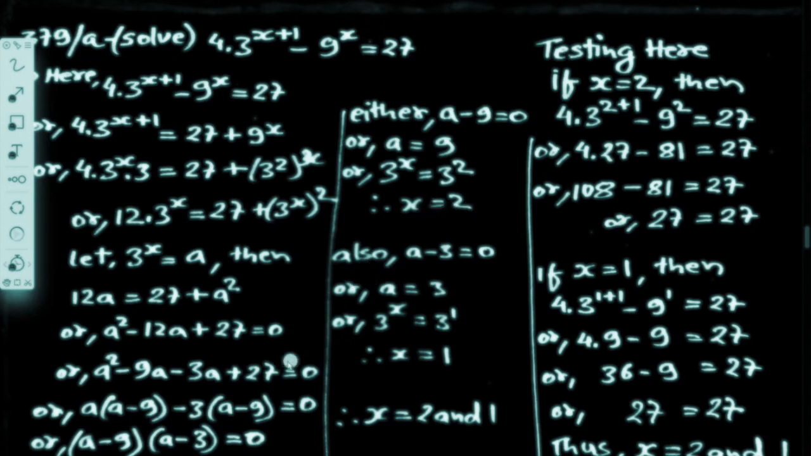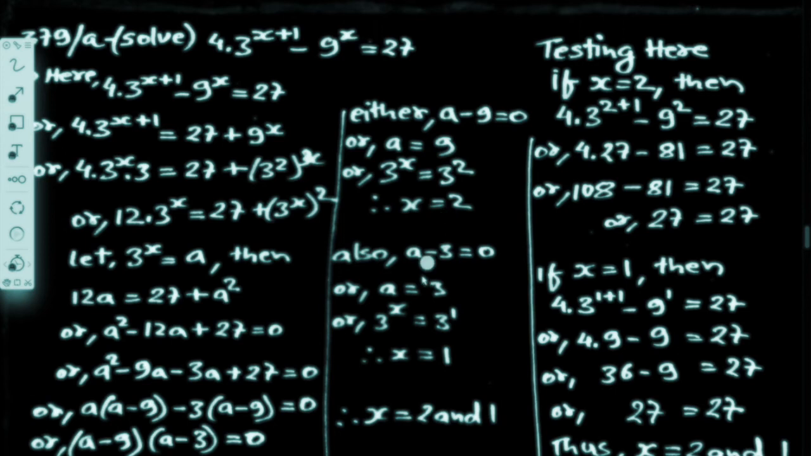And from the second factor, a minus 3 equals 0, or a equals 3. Now replace a with 3 power x. 3 power x equals 3 power 1, so the base 3 is the same and therefore x equals 1. In this way we get two values of x, x equals 2 and x equals 1.